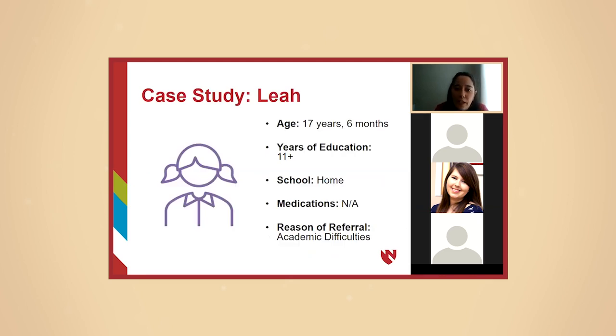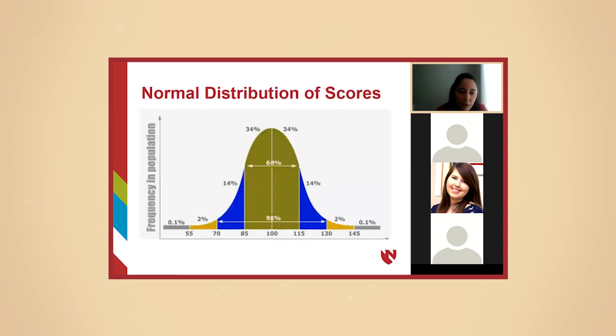This is Leah. She's 17 years, six months old. She has been in school for more than 11 years, and she is homeschooled. She's not taking medications. She was referred to us because of academic difficulties, and they were especially concerned about math. It was harder compared to the other subjects, but they wanted to know how she was doing compared to her peers, especially being homeschooled. They were not quite sure how she was doing.